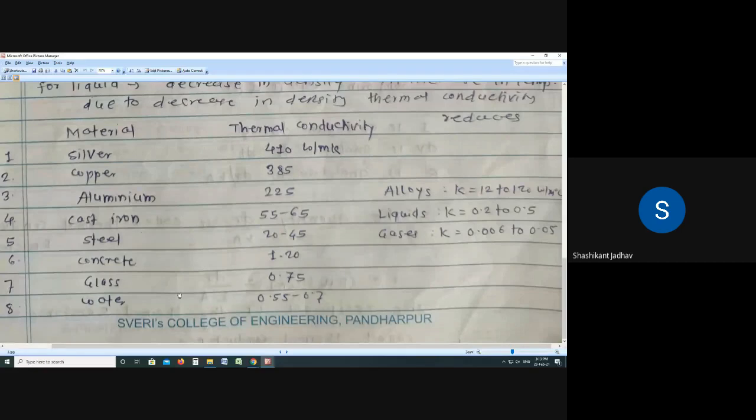So these are the thermal conductivities of the different materials. From these we understand silver has the highest thermal conductivity, that is 410, and water has a lower thermal conductivity, that is 0.55 to 0.7.